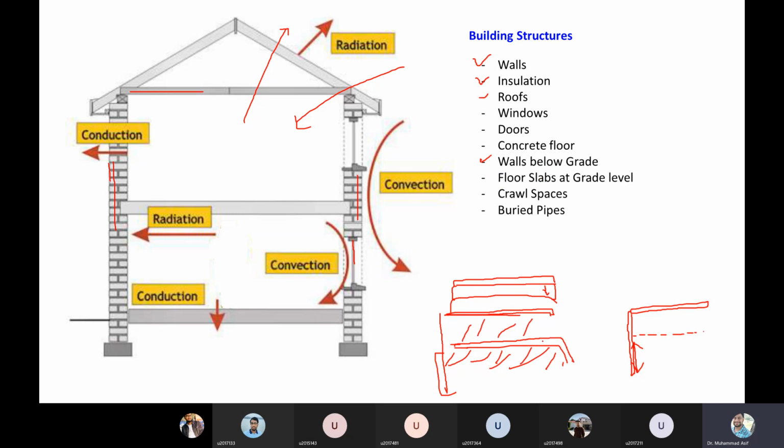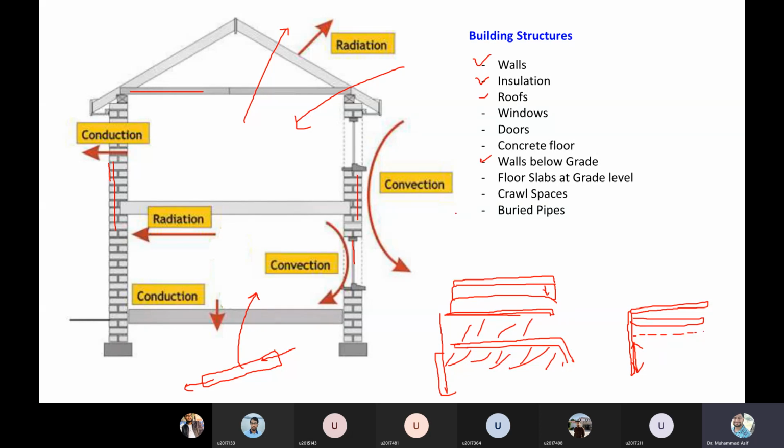Even the floor slab, I mean, the floor slab means the rough flooring, right? And then there could be crawl spaces, or even some pipe could be buried beneath the building, and that pipe may contain, let's say, flowing steam. As a result of that steam, the heat may transfer into the room or into the building. So there could be many sources of heat transmission from outside to inside or from inside to outside.